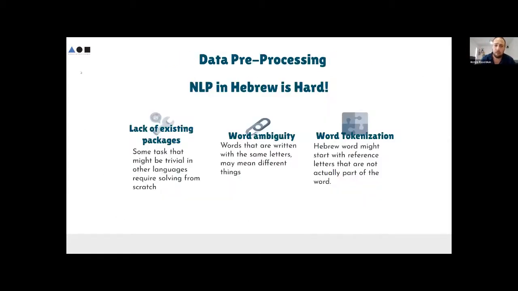Next slide, please. Before we get into all the things we've done, we came across some challenges that are unique, due to the fact that any NLP task is hard, but NLP tasks in Hebrew are currently extremely hard for a few reasons. First of all, there is a lack of existing packages that help facilitate the entire process. There's very hard word ambiguity.